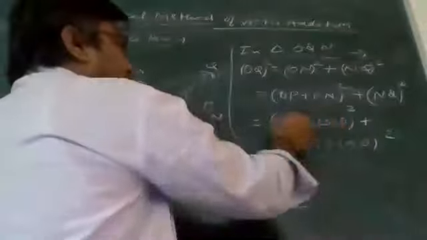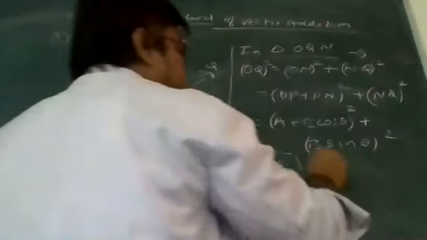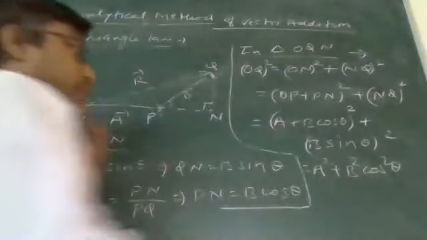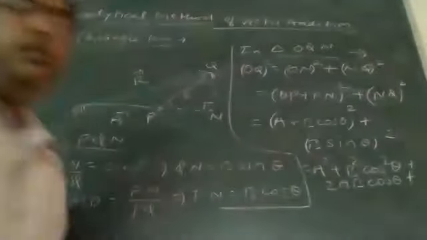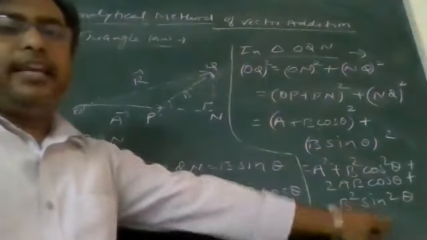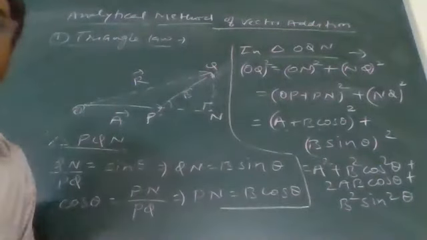If you open A plus B cos theta whole square, what do you get? You get A square plus B square cos square theta plus 2AB cos theta, plus you will obtain B square sin square theta. This point will be obtained here.